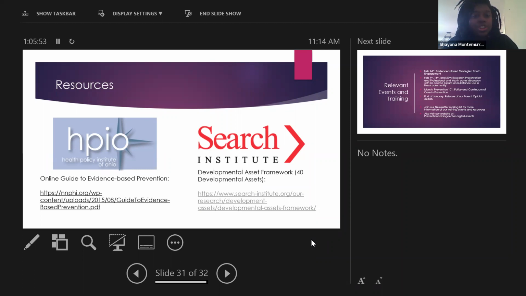Lastly, the Search Institute, we went over this when we went over the developmental asset framework. This goes more into depth on the 40 developmental assets. It also provides some other resources on youth development. It goes really in depth on prevention in youth development, how to further develop positive protective factors, how to minimize risk factors, and how to create and instill a thriving mentality in youth.